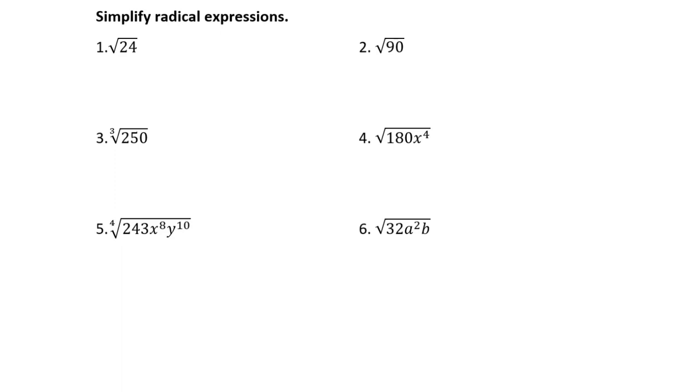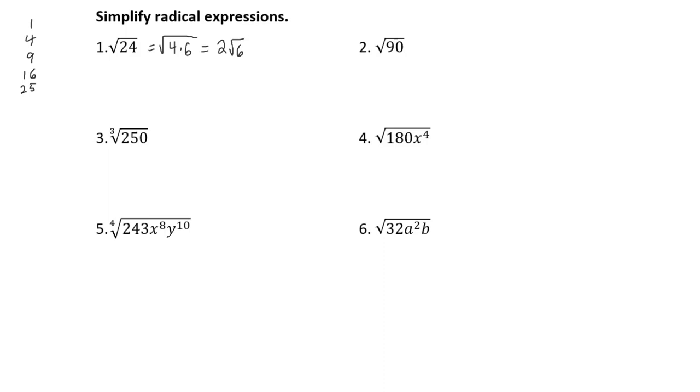So 24, if we look at that, we need to find the perfect square that's in there. So 1, 4, 9, 16, 25. Okay, after 25, it's bigger than 24, so we can't use that. 16 times anything does not give you 24, but 4 does. So this is 4 times 6. So 4 times 6, square root of 4 is 2. So this becomes 2 root 6.